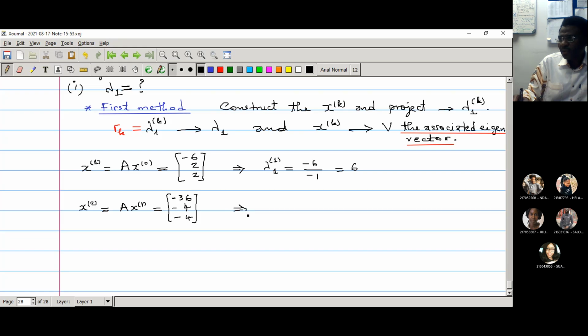Okay. Now, with this, what is your lambda 1, 2? You see, we still use the first component. So we project along the first component. If you project along the first component, it still gives us, this will be -36, right? 6.